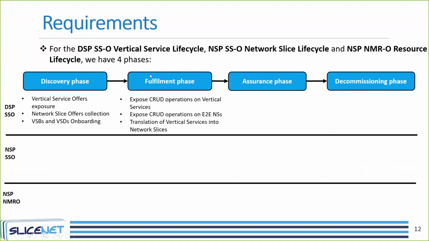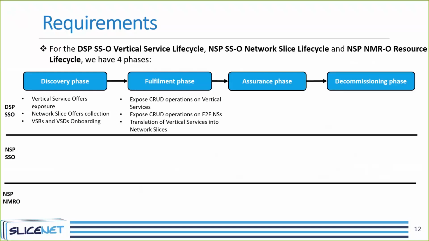In the fulfillment phase, the SSO needs to expose CRUD operations on vertical services, because a vertical may want to modify or may want to terminate, for instance, the service. So it will need to expose this to the vertical. Also expose CRUD operations on end-to-end network slices, translation of vertical services into network slices. So it will need to go to the vertical service blueprint and find the correct network slices that he has grabbed from the network service operators to match the requirements that the vertical wants, the end-to-end latency, for instance, or the bandwidth needed.